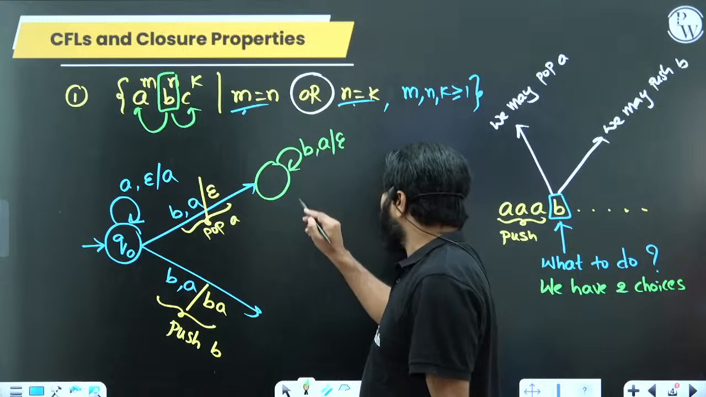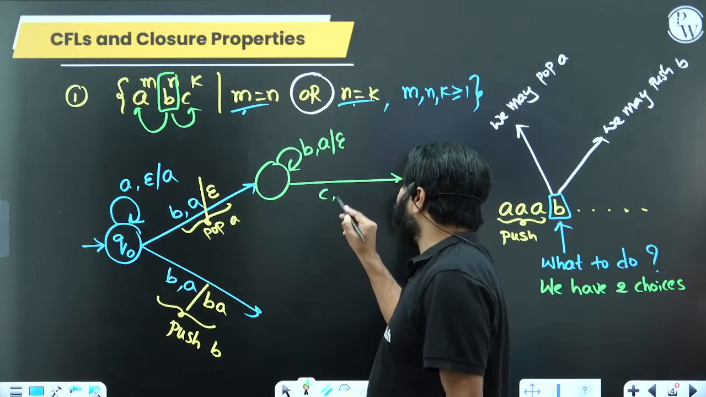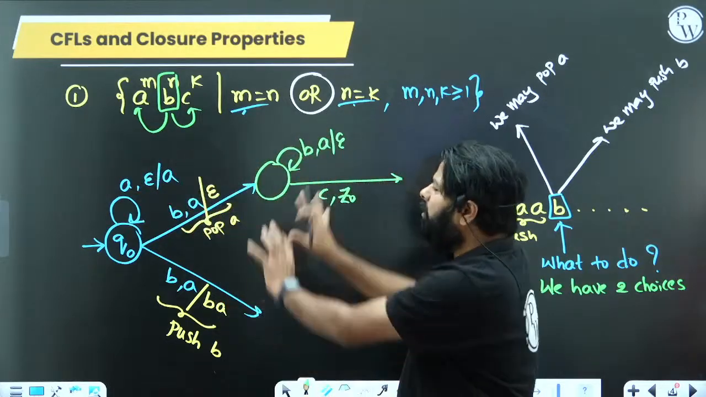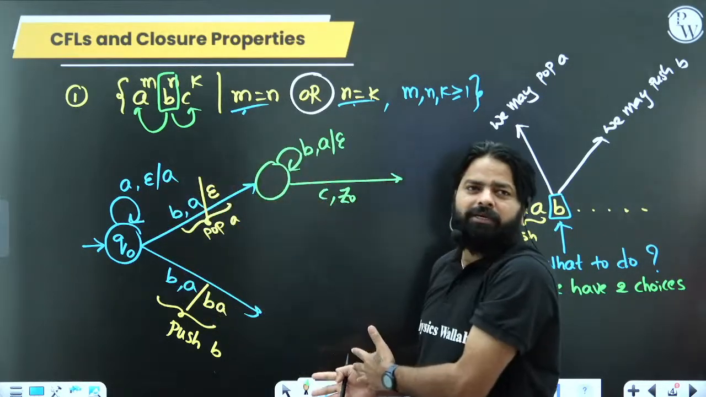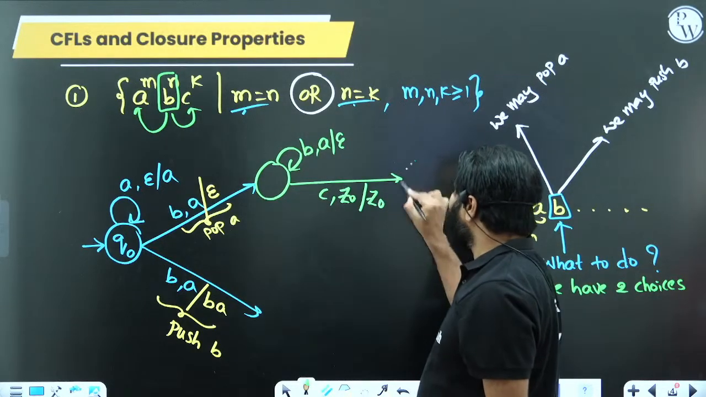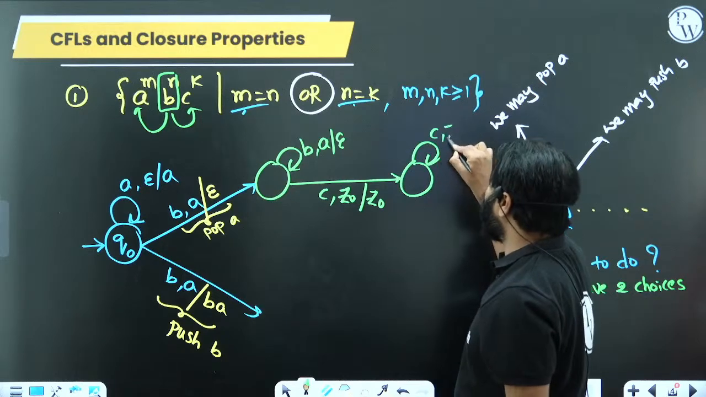What should be there when C comes? Z0. This combination will tell us these two are equal. If they are not equal, then you might check another path, because it's a non-deterministic machine anyhow. What do you do? Just skip every C, and then go to final.